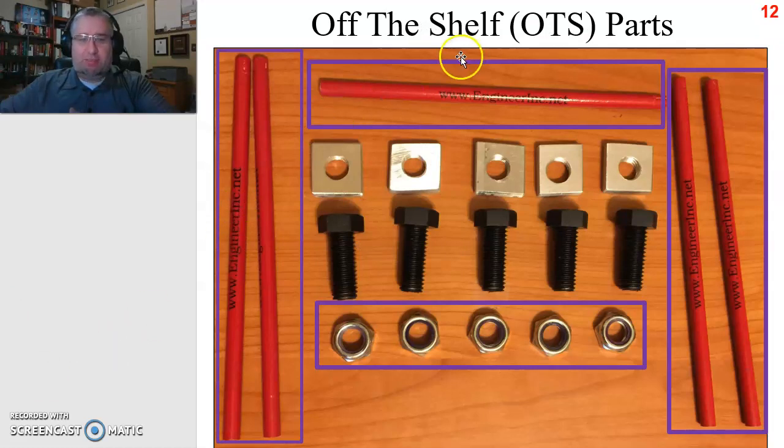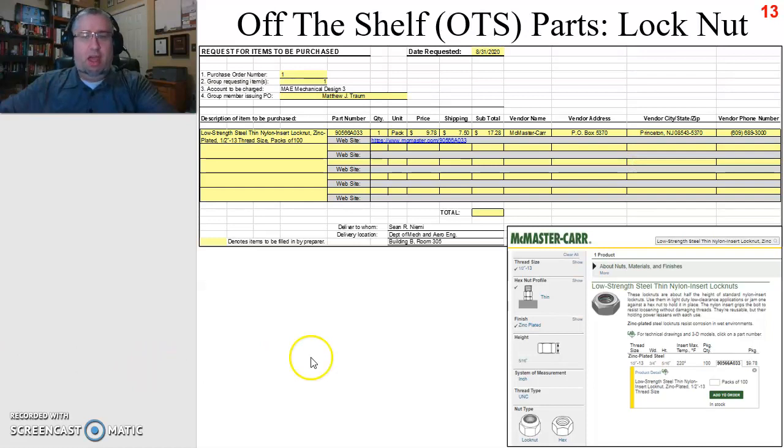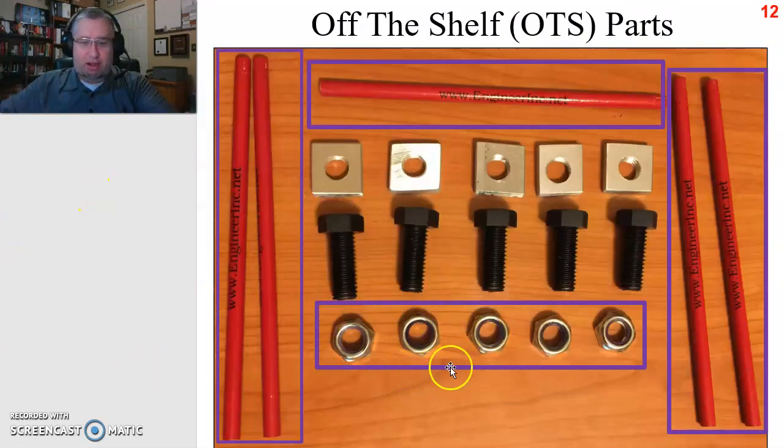And the OTS parts, remember OTS stands for off the shelf. The OTS off the shelf parts include the pencils and the lock nuts. And we can walk through now how to put those onto the purchase order by identifying what they are, figuring out how much they cost, where to get them from, and then populating the form appropriately. So let's start with the lock nut. The lock nut, by the way, is these components here.